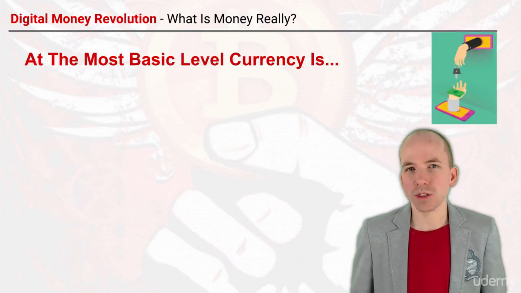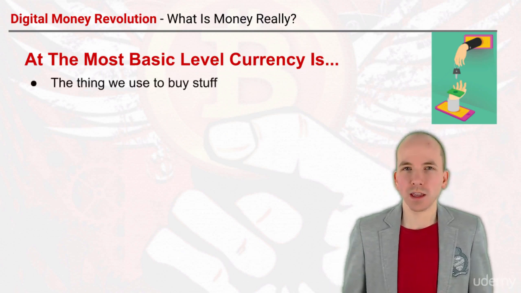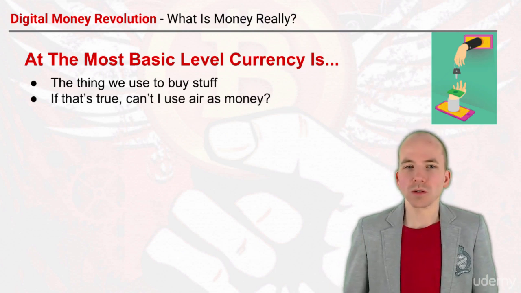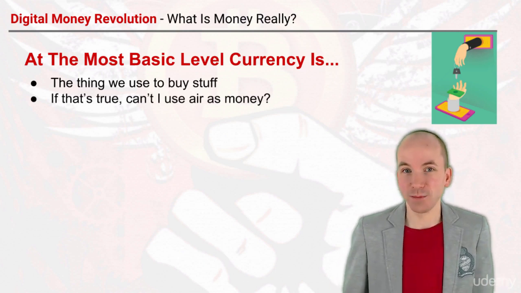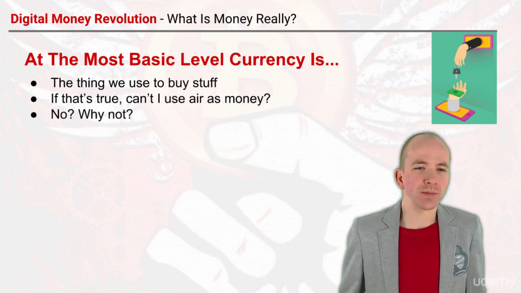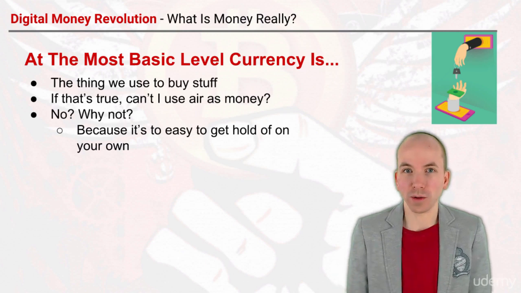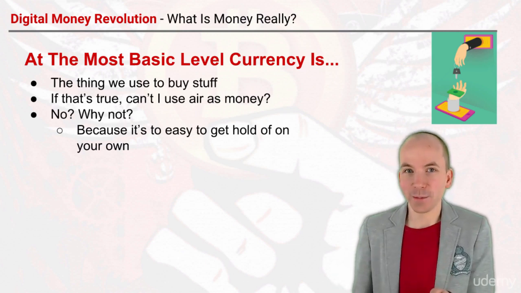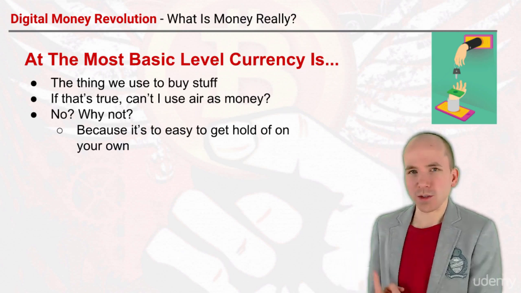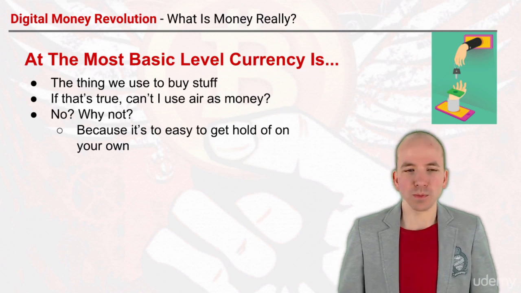Now, going on to the currency more generally, at the most basic level, a currency is the thing that we use to buy stuff, okay? So if that's true, well, can I just use air as money? Well, no, you can't. And why not? Well, because air is too easy to get hold of on your own. If I offer you some air in exchange for your car, you'll say, well, no, because I can get some air for free just by doing this, right? So it's not worth anything to you.